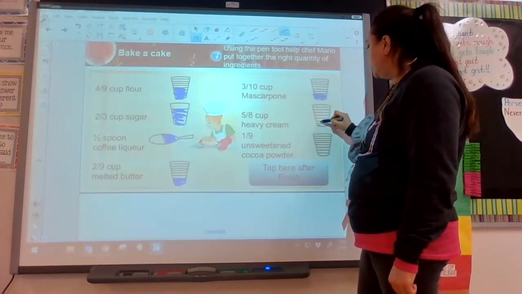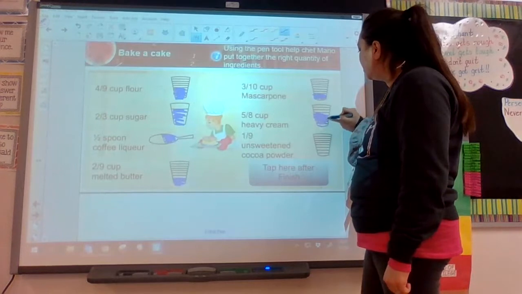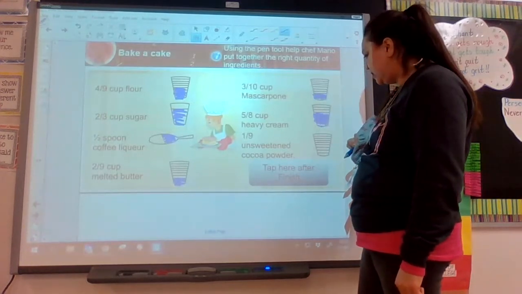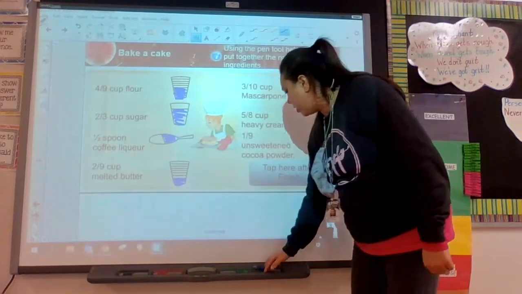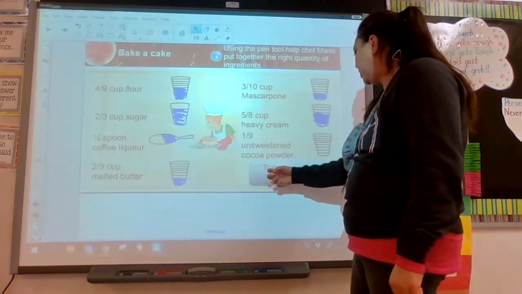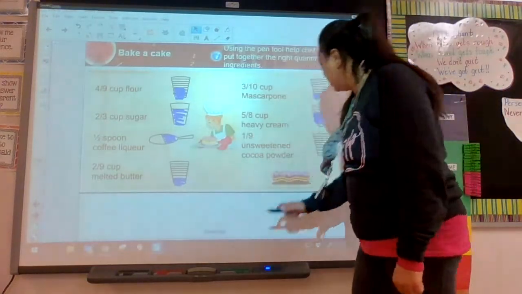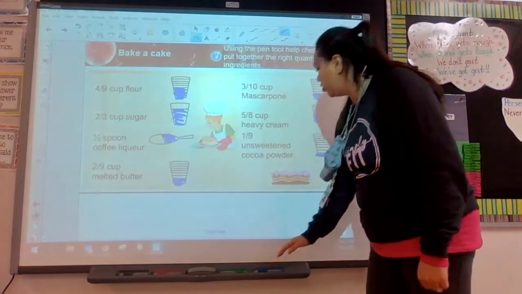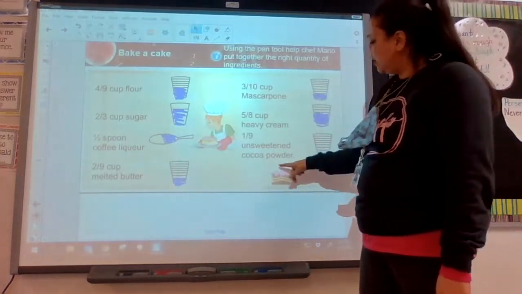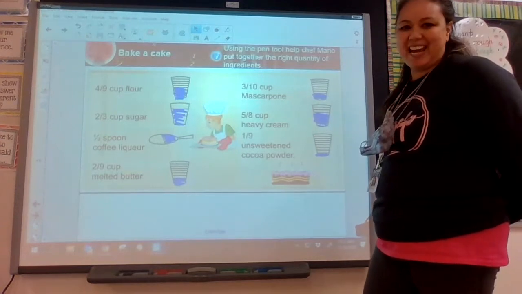5/8. 1, 2, 3, 4, 5 pieces out of 8. And unsweetened cocoa, it doesn't show me, and I don't know why that's not working. Oh, there it is, 1/9. 1 out of 9. And when we're finished, and you mix all of this stuff and you do all the recipe right, they show that we have a cake.